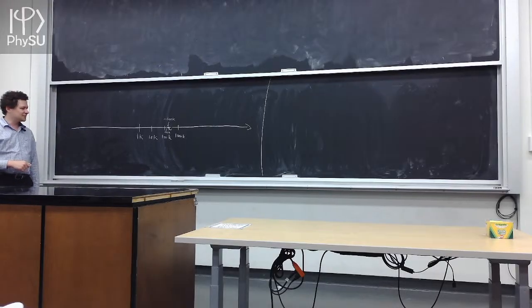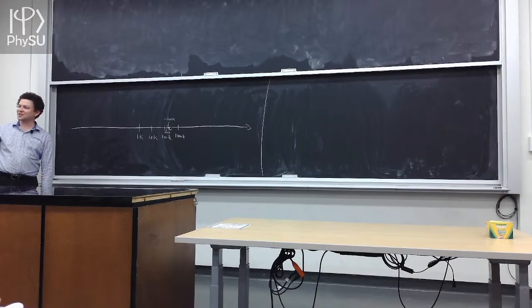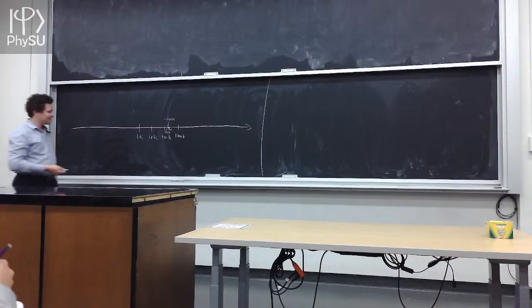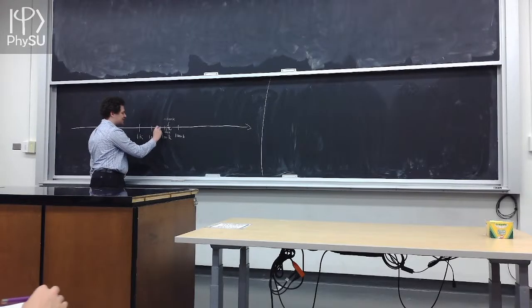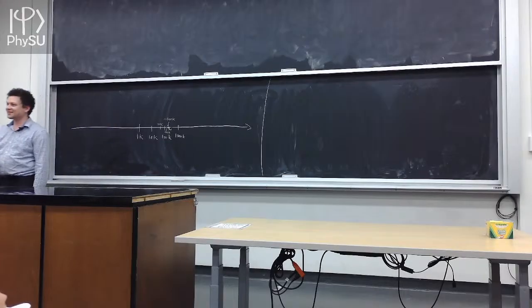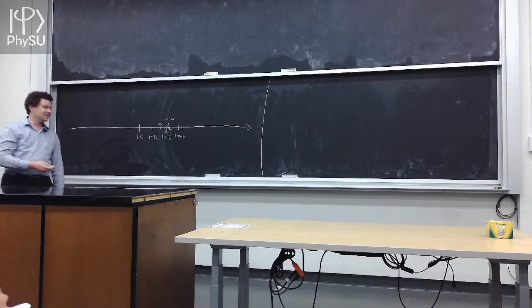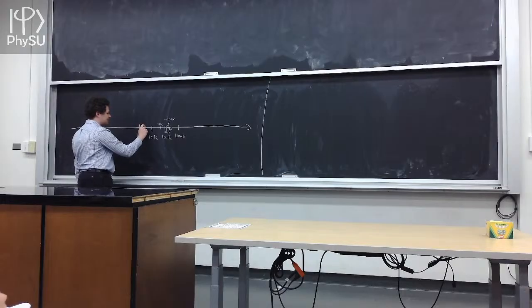Okay. Does anyone know how cold liquid nitrogen is? It's used to make delicious ice cream. That's right. So liquid nitrogen is here, 77 Kelvin. How about liquid helium? Yeah, 4 Kelvin. That's right. Should be about here.